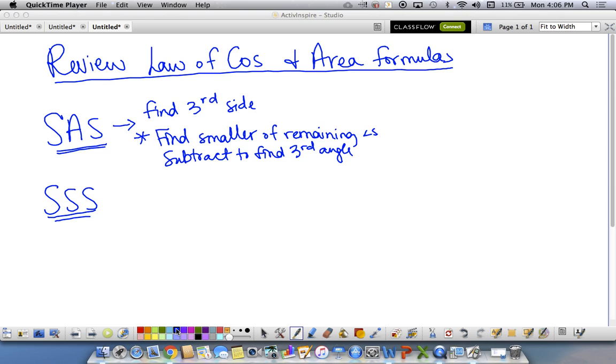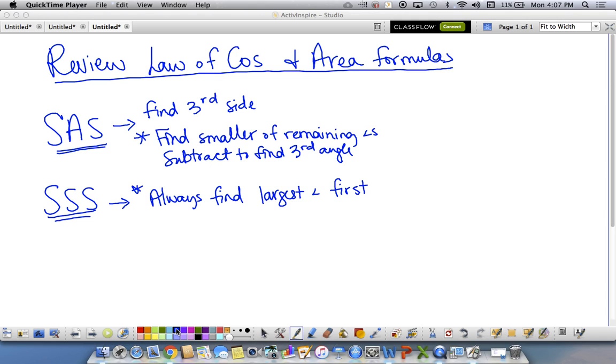Moving on to side, side, side, the biggest piece is the first step. You always want to find the largest angle first. Some of you have asked why. When we do inverse cosine, it will give us the angle if it is obtuse. Whereas if we don't find the largest angle first and there's another angle that is obtuse, using sine will not give it to us. It will not find it.